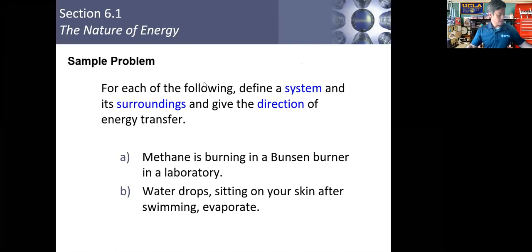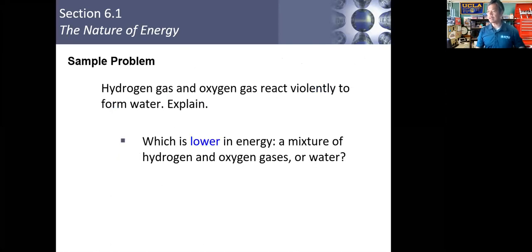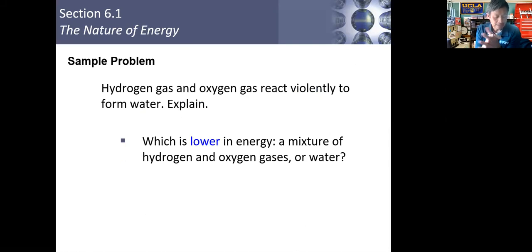Okay. All right. Let's go ahead then and let me ask you to do one more problem here. Hydrogen gas and oxygen gas, you are told here, reacts violently to form water. So the reaction is going to form water. The question then is, which is going to be lower in energy? The hydrogen and oxygen gas or the water itself? Reacts violently. Use those to help you.